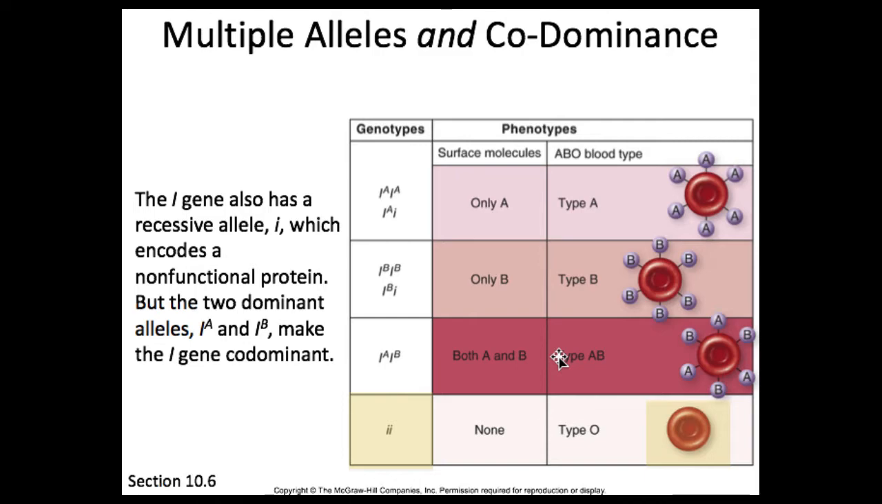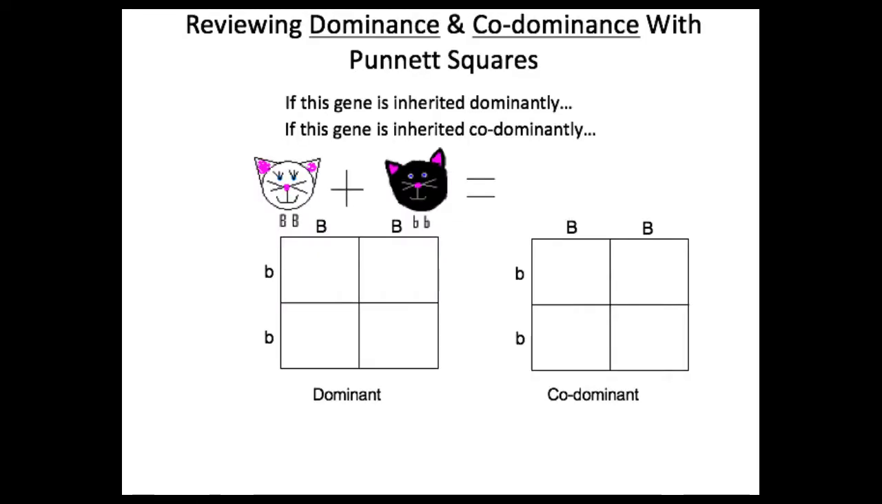But the two dominant alleles, both A and B, make the I gene codominant. People with type O blood have no proteins on the surface because they carry both copies of the recessive allele, which is noted by little i and little i. People with type O blood are considered to be universal donors because anyone can take their blood in a blood transfusion. Now, we can determine how alleles and genes will be inherited if we do a Punnett square.